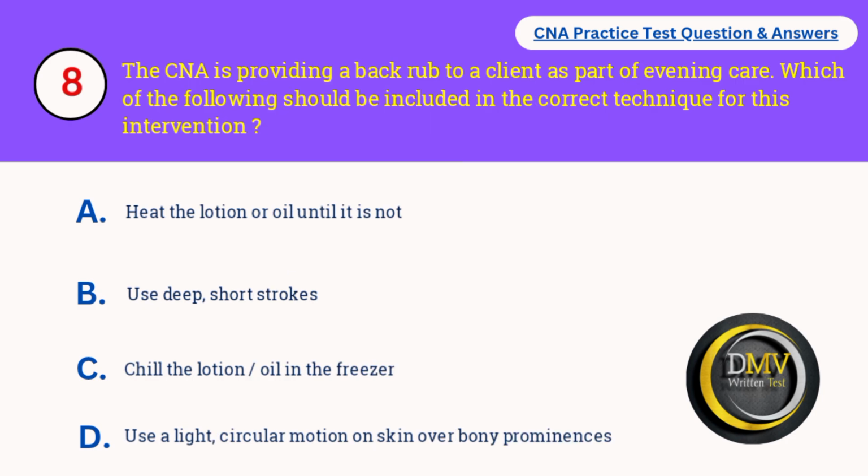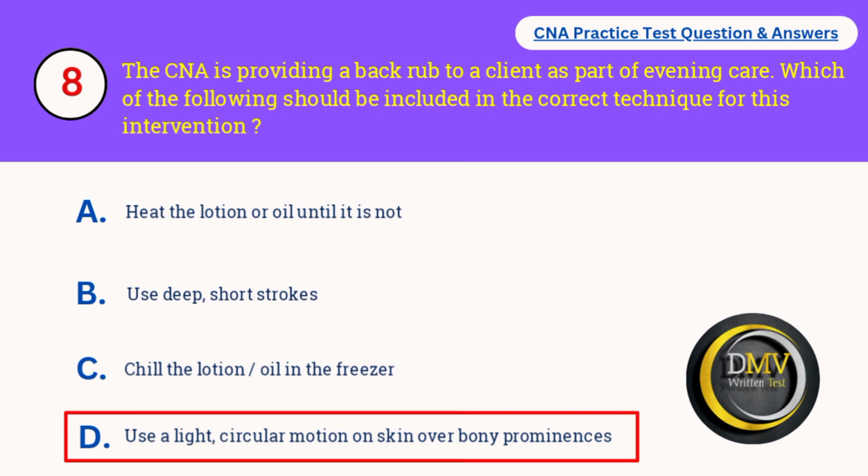Question 8. The CNA is providing a back rub to a client as part of evening care. Which of the following should be included in the correct technique for this intervention? A. Heat the lotion or oil until it is hot. B. Use deep, short strokes. C. Chill the lotion or oil in the freezer. D. Use a light, circular motion on skin over bony prominences. Correct answer. D. Use a light, circular motion on skin over bony prominences.